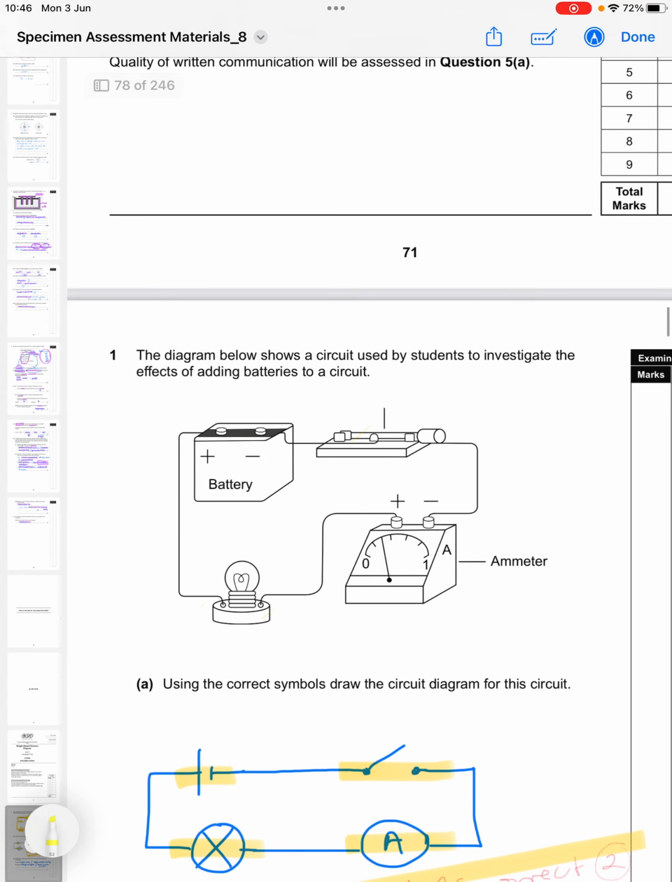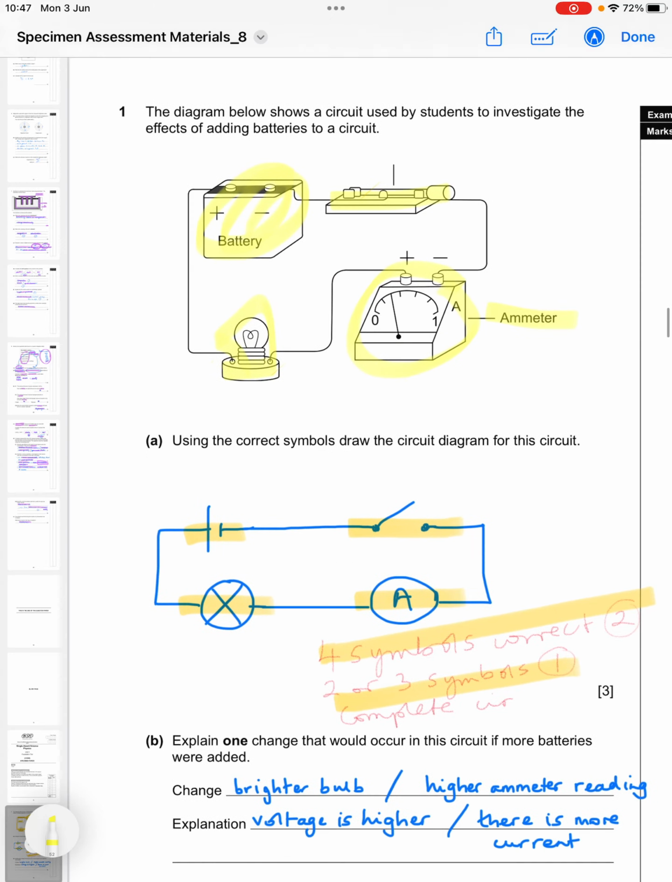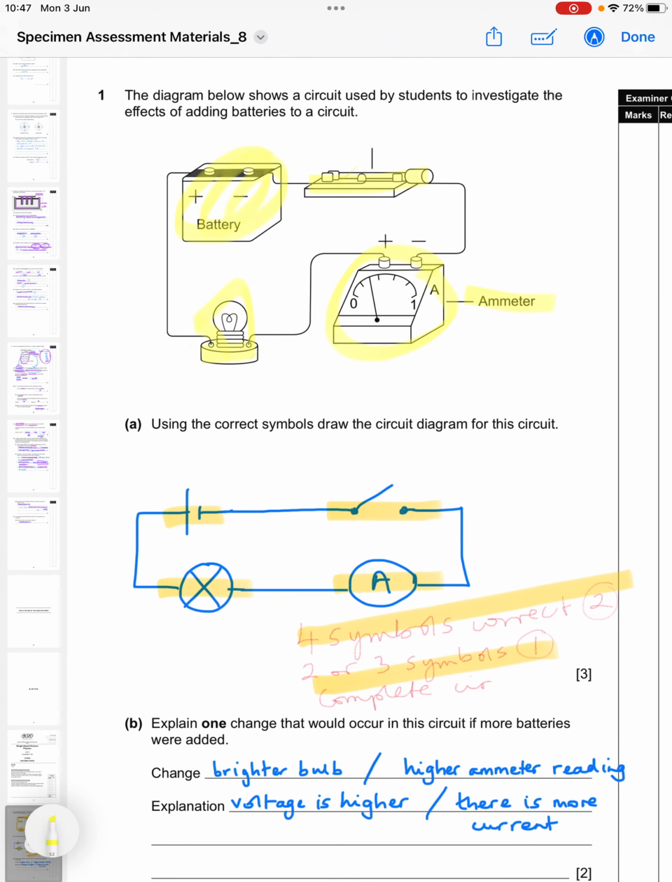First question says, the diagram shows a circuit used by students to investigate the effects of adding batteries to a circuit. So we have a battery here, then a switch, there's an ammeter here, and then a little bulb. It says use the correct symbols to draw the circuit diagram for this circuit. So we have the battery first, then the switch, the ammeter and the bulb, and they're all connected just in a series circuit. If you have all 4 symbols correct, you get 2 marks, 2 or 3 symbols, you get 1 mark, and you have to have the circuit complete.